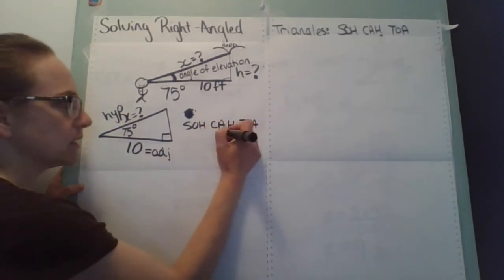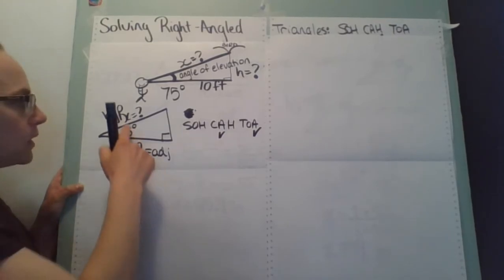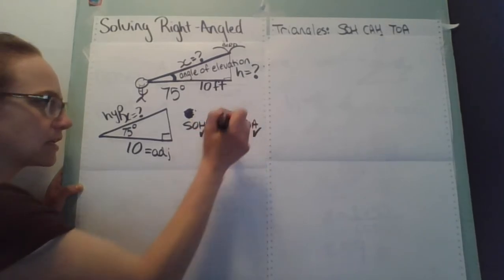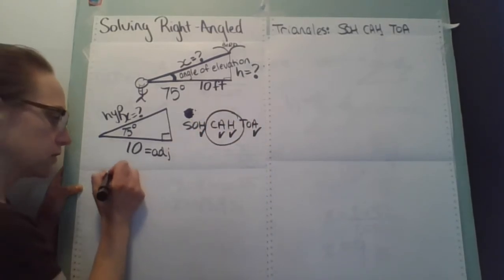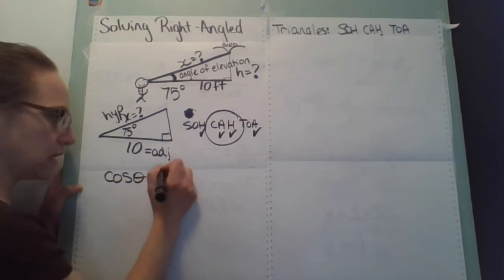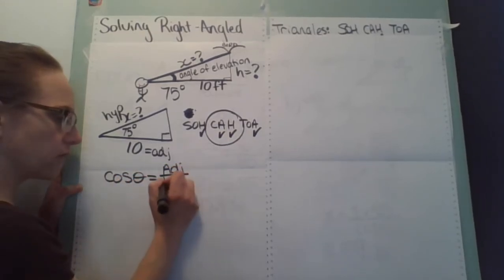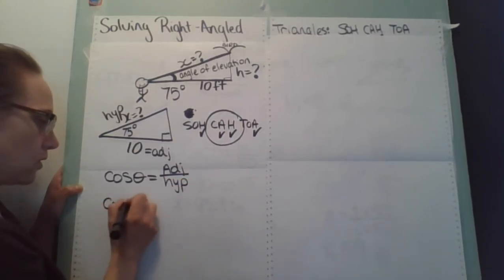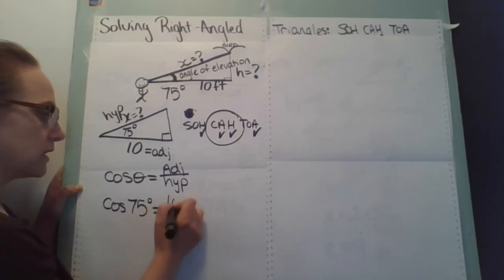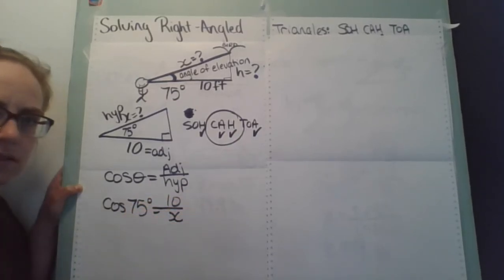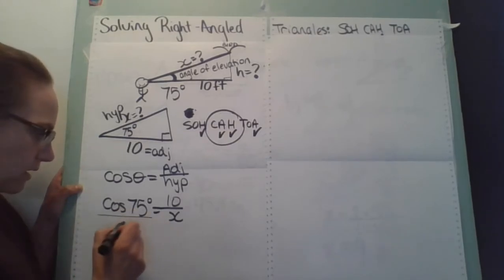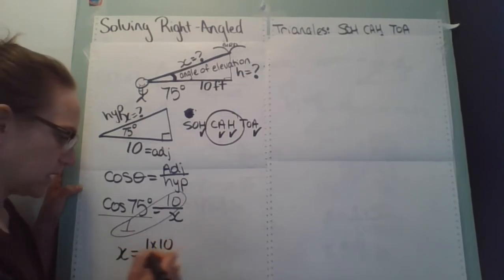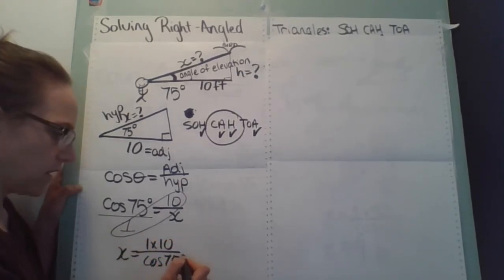So I have an adjacent. I'm looking for a hypotenuse. So the equation that gets the 2 checks is the equation I'm going to choose. So that means this is going to be cos of the angle is adjacent over hypotenuse. So let's sub in and solve. So cos 75 degrees is 10 over x. Oh, there's that crazy rearranging again. All right, let's do it. X is 1 times 10 over cosine 75.